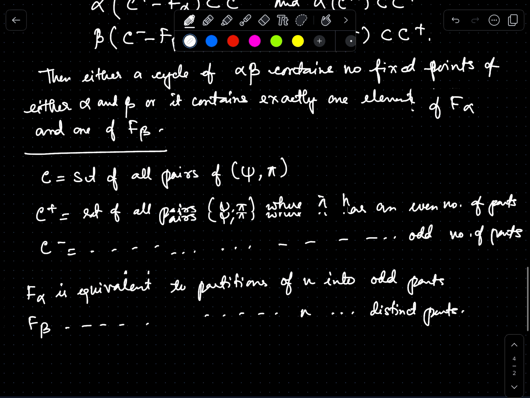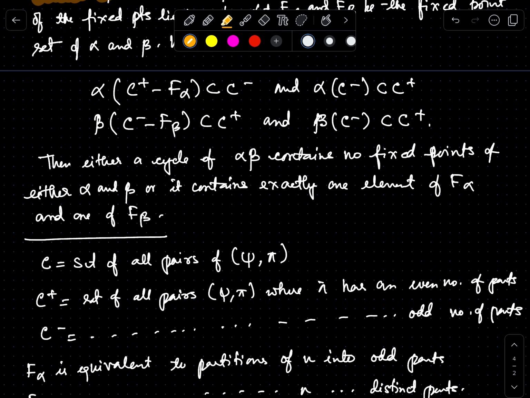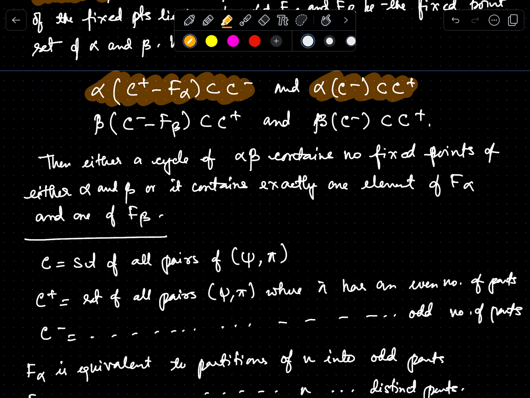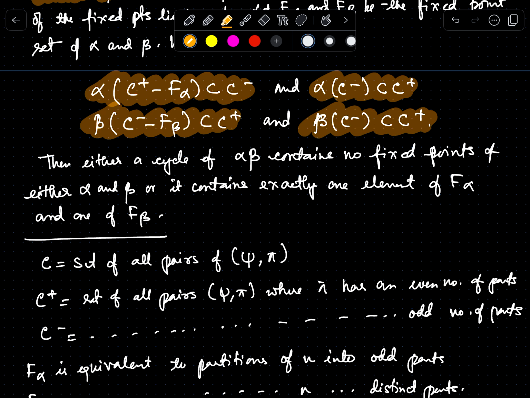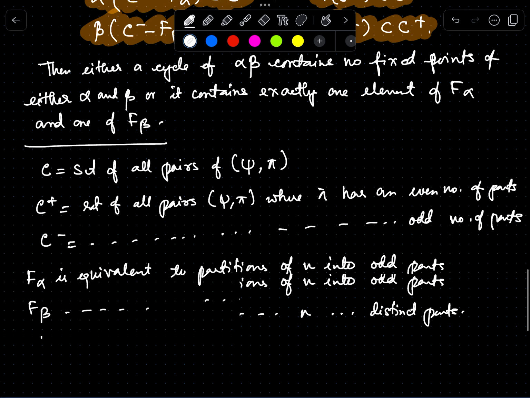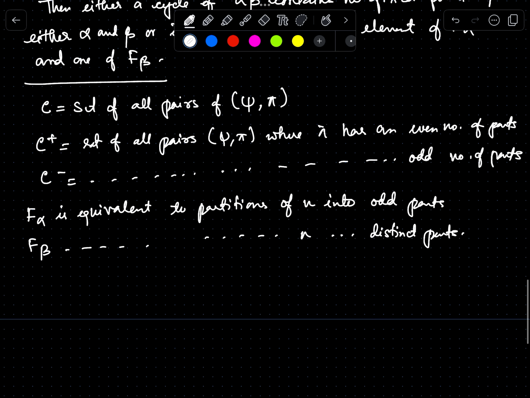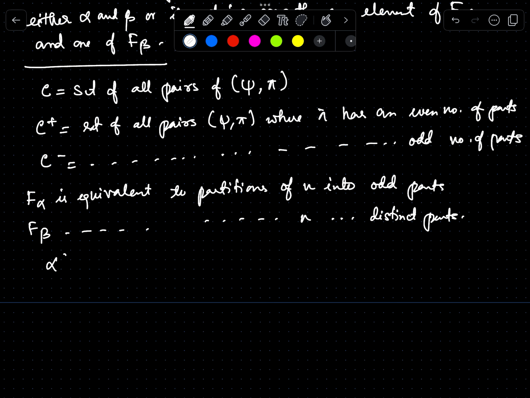Now, we want to verify these properties. We want to verify whether these properties are satisfied or not. So let's see the first one, and then I'll leave the rest for you. So we want to see what is alpha applied to C plus minus F alpha.